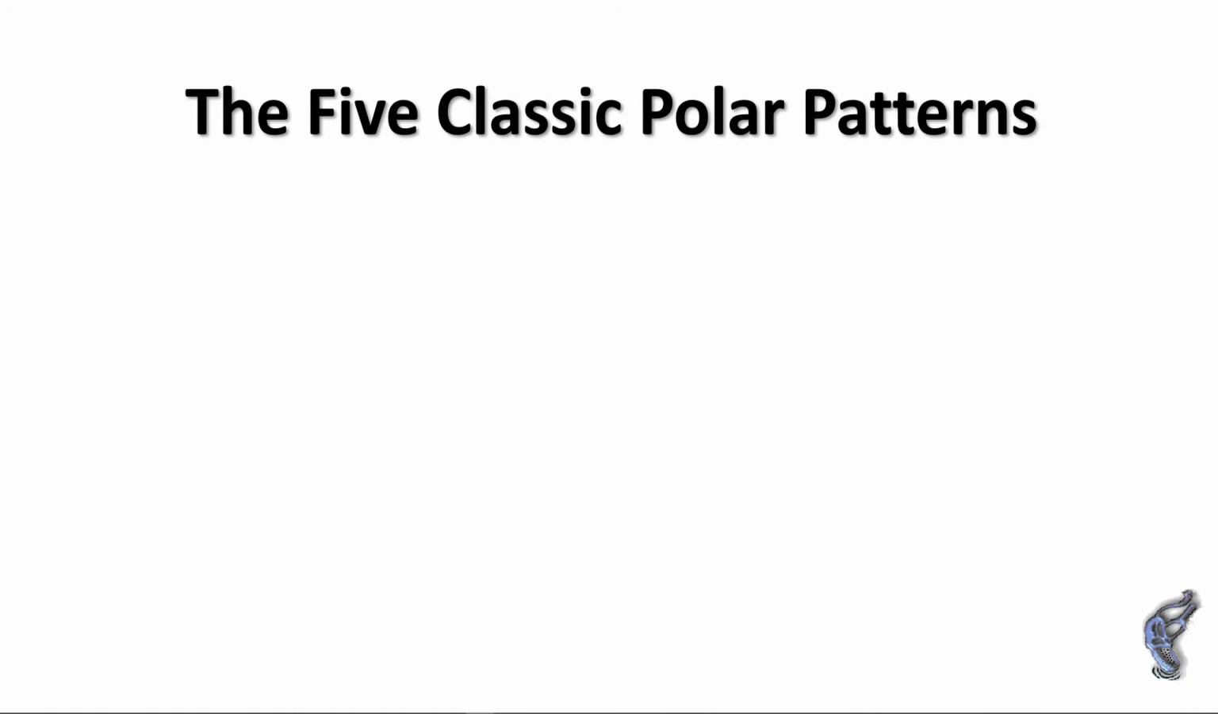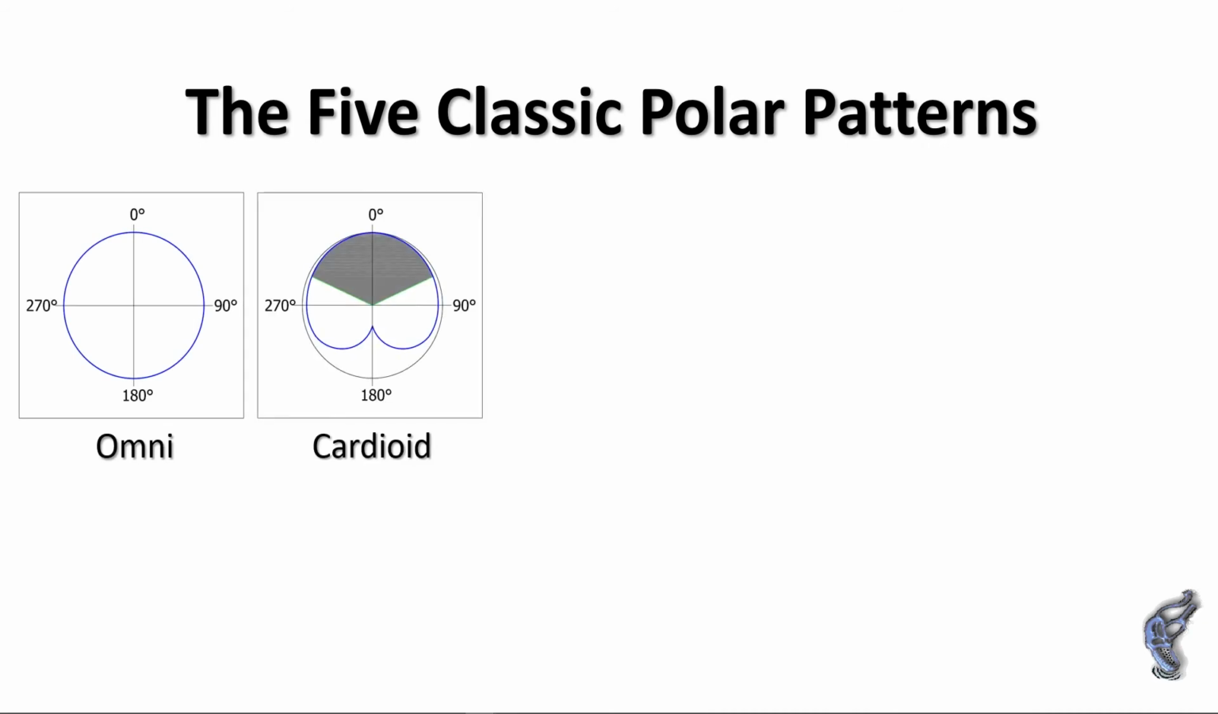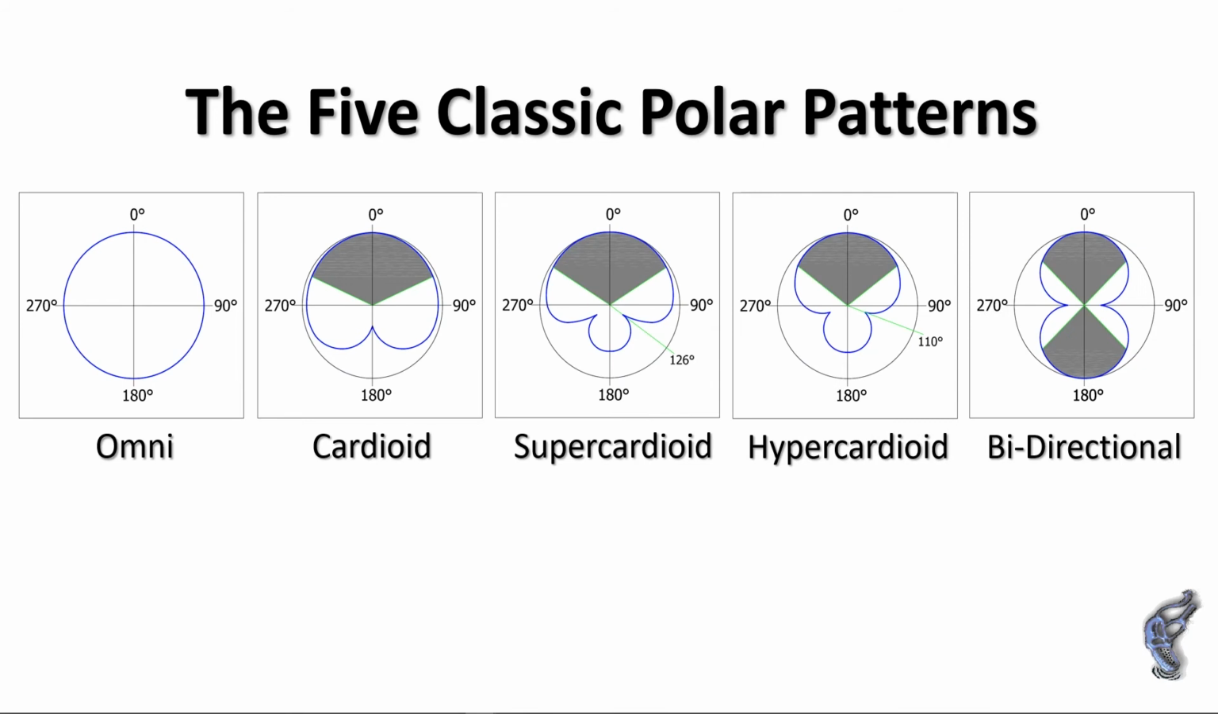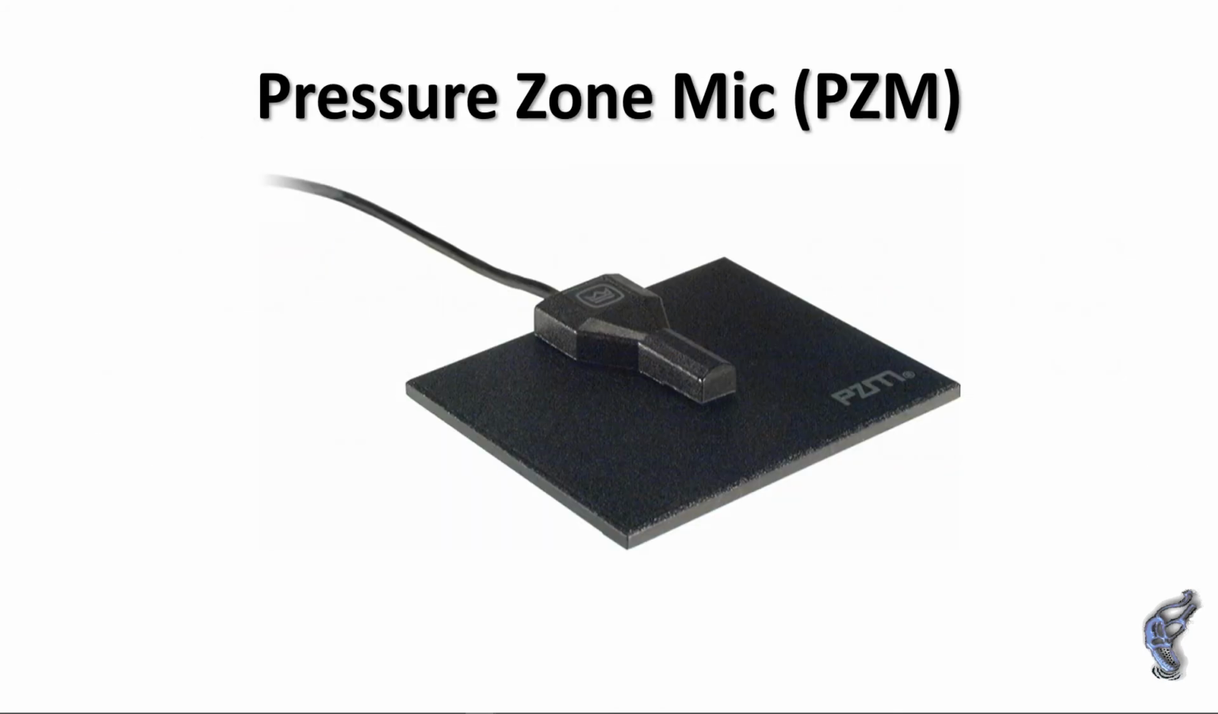So now that you're familiar with the 3 most common types of microphone construction, let's talk about polar patterns and how we can use them for our benefit. There are actually 5 classic polar patterns to choose from: the omnidirectional, cardioid, supercardioid, hypercardioid, and the bidirectional pickup. And we can add to that the hemispherical pattern, courtesy of the pressure zone mic, also known as the PZM.